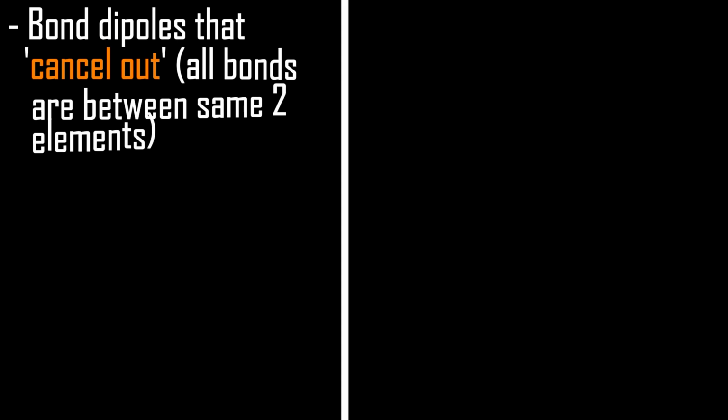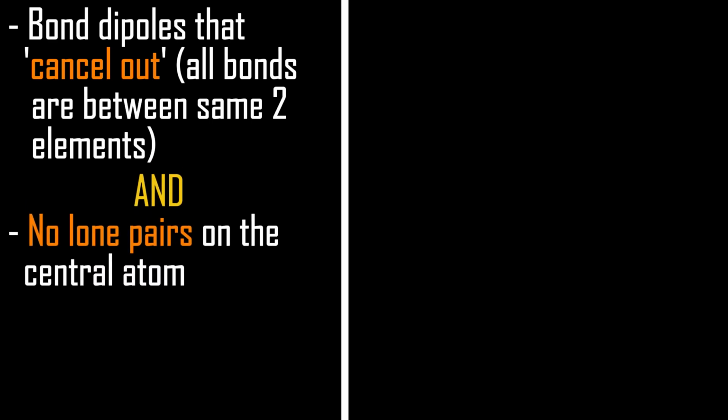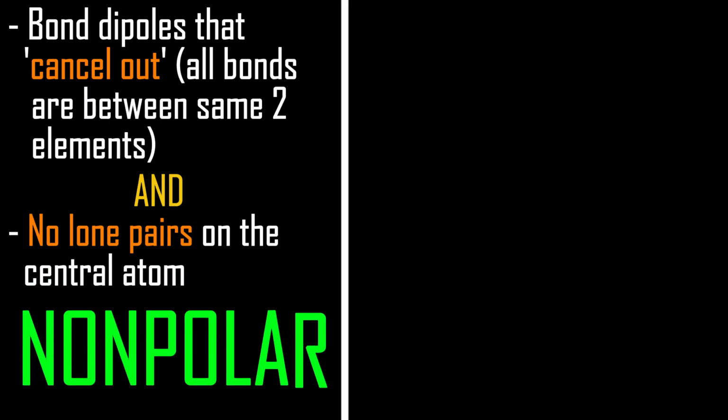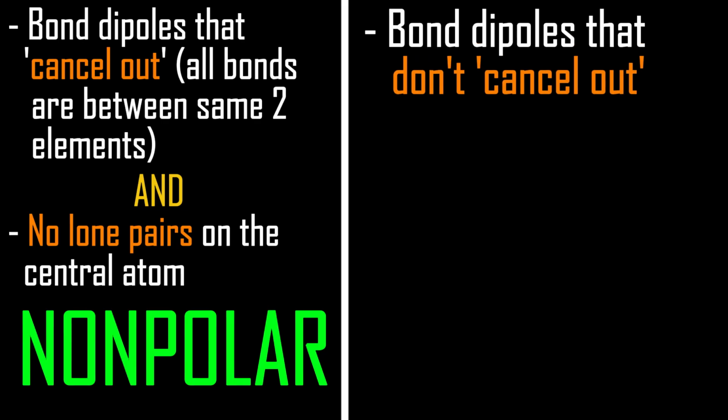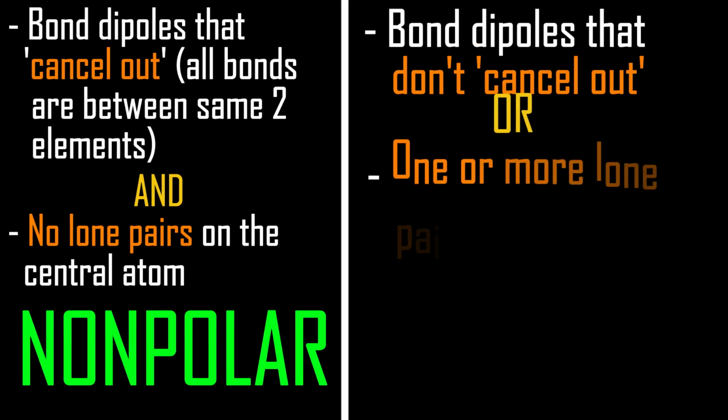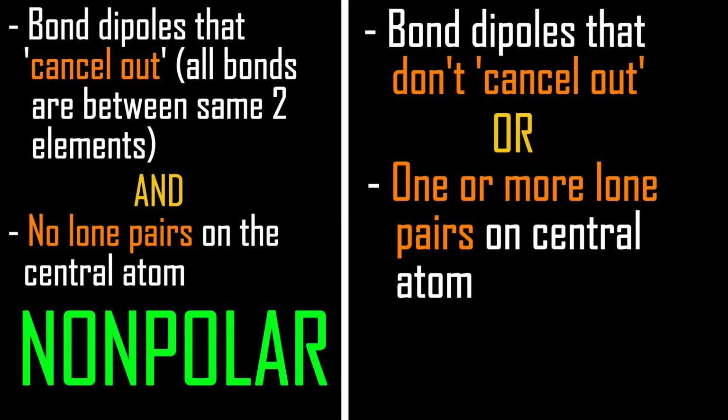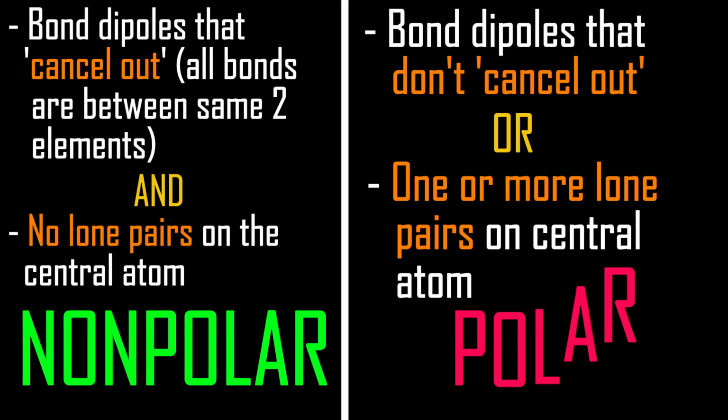Now, let's review how to tell whether a covalent molecule is polar or nonpolar. If a covalent molecule has bond dipoles that cancel each other out, meaning that there are multiple polar bonds that are all between the same 2 elements, and it has no lone pairs on the central atom, then the molecule is nonpolar. If a covalent molecule has multiple bond dipoles that don't cancel each other out, or if it has 1 or more lone pairs on the central atom, then the molecule is polar.